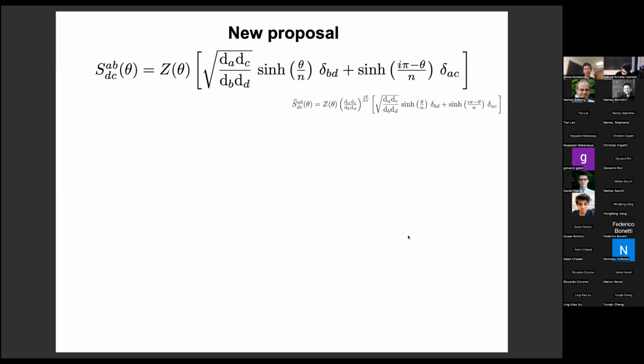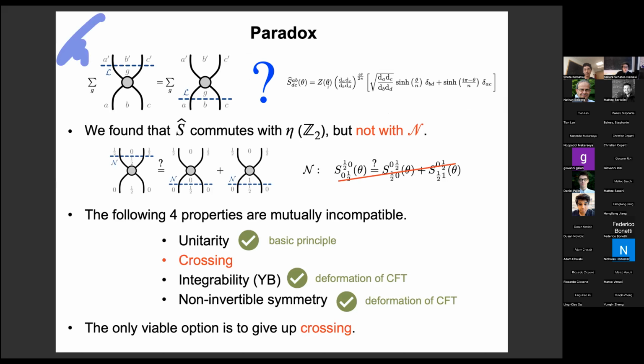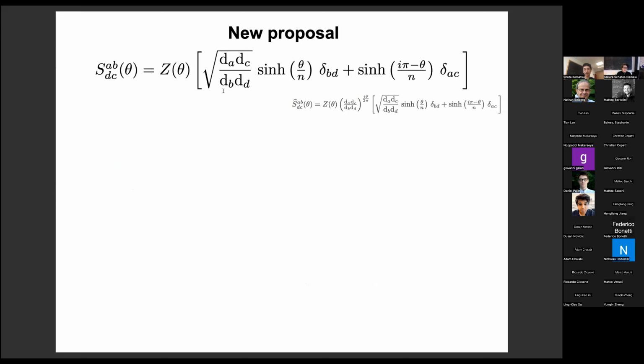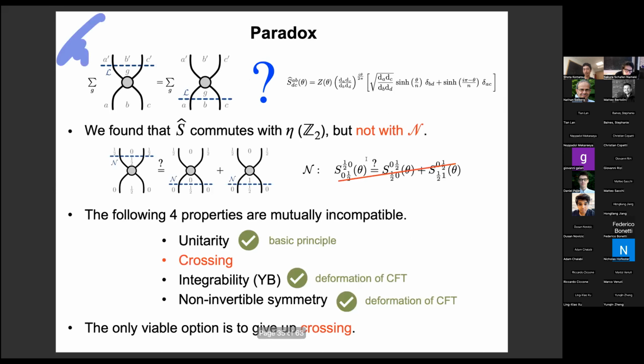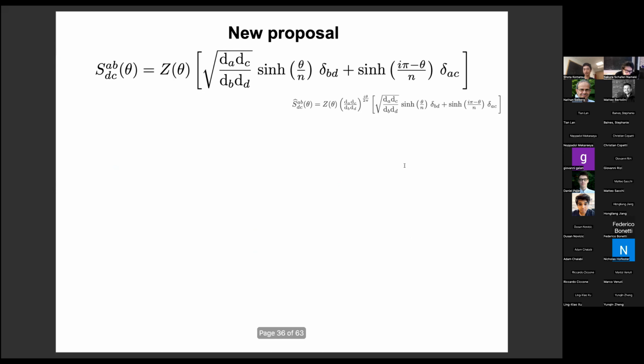And in fact, we found an S matrix, which is a small modification of the Zamolodchikov S matrix, which satisfies three of the four properties, but not crossing. So this is basically given by this expression. As you can see, it's a very simple modification. So this is the Zamolodchikov one, and this is our proposal. And we just dropped this i theta over 2 pi part, because this is precisely the part which was screwing up this identity. And you can actually check that this S matrix satisfies unitarity and the non-invertible symmetry, and also the Yang-Baxter equation.